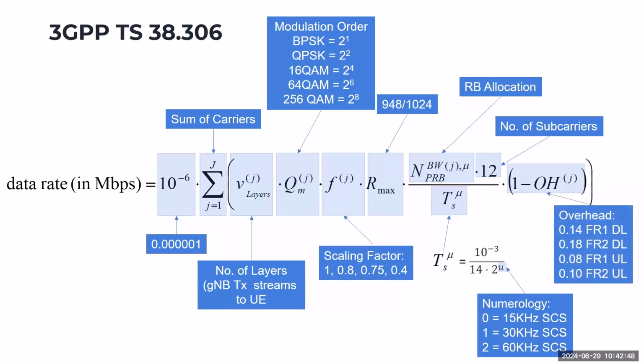And of course, we also have the overhead. What is the use of overhead? Not all data being transmitted is for redundancy, protection, or information. Some of it is for synchronization and signaling, right? So for FR1 in the downlink, you have 14% overhead. For FR2, you have 18% overhead. For FR1 in the uplink, you have 8% overhead and 10% overhead for FR2.